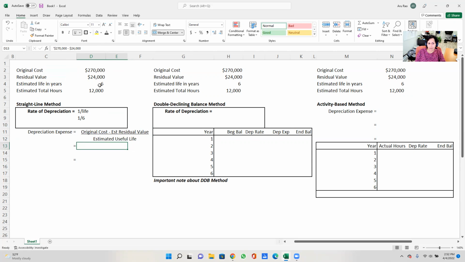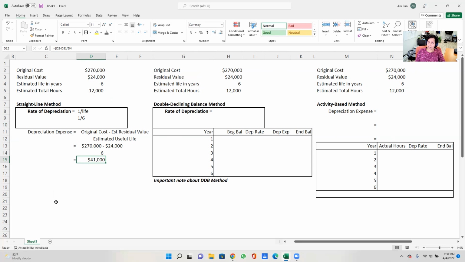So we have 270,000 minus 24,000 in the numerator. In the denominator, I'm going to put 6, that's the life. So 270 minus 24, that is also called the depreciation base. That means that's how much I'm going to depreciate over 6 years. And that number works out to 41,000. That number is going to stay the same for all 6 years, 41,000 each year. That's a straight line method.